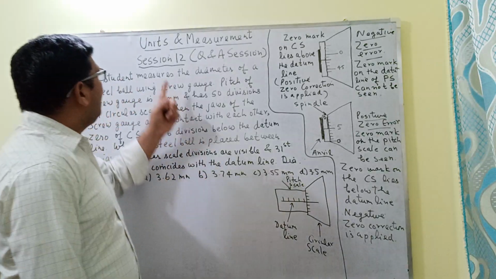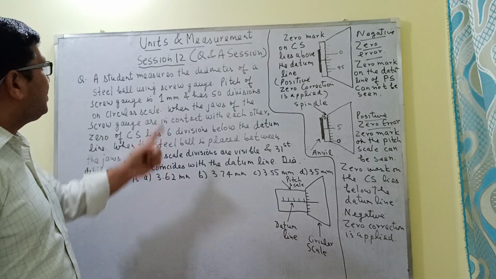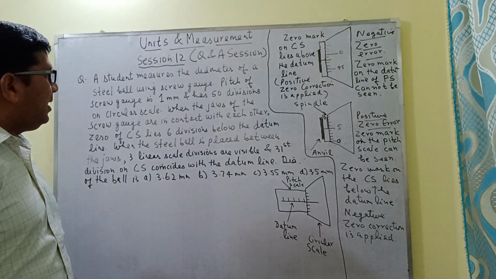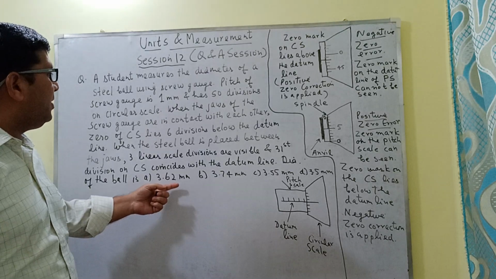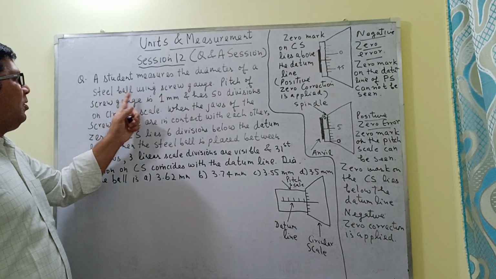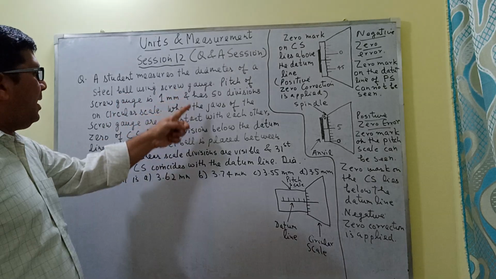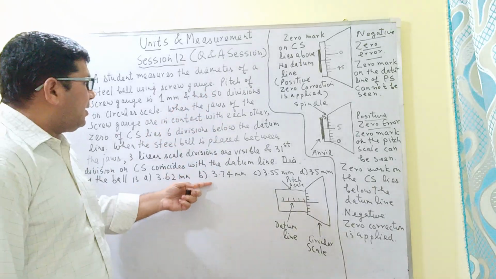Welcome back, students. Today is session 12 from the chapter of units and measurement, and this is the Q&A session. Today I have taken this question in which we will be measuring the diameter of a steel ball using a screw gauge. And in this question, the screw gauge has got zero error.